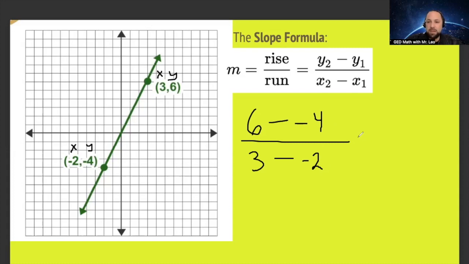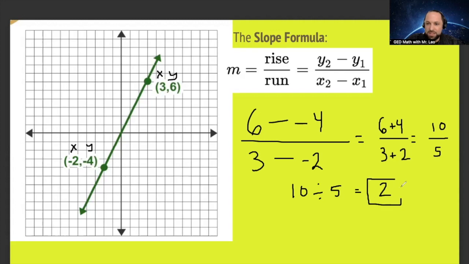All right, let's do a little math right here. These are both double negatives. This would simplify to 6 plus 4 on top. And on the bottom, this would be 3 plus 2. 6 plus 4 is 10. 3 plus 2 is 5. 10 over 5. This becomes 10 divided by 5. Final answer, +2. And you'll notice that does fit the picture.